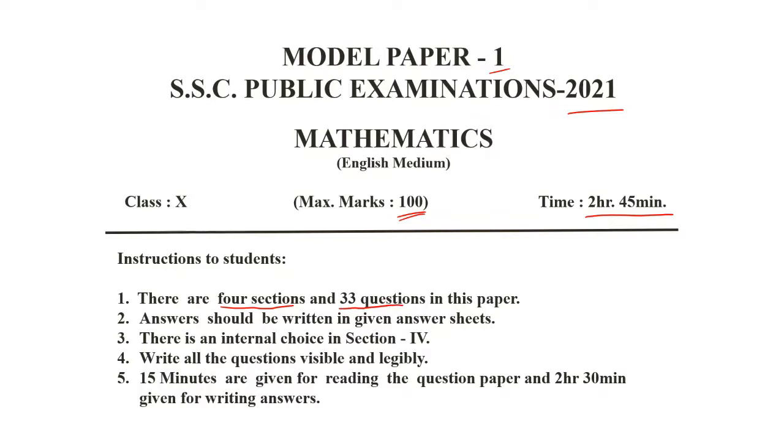Section 4 has got internal choice. It means section 1, 2, 3 have no choice. You have to write all the questions. And 15 minutes is given for reading the question paper and 2 hours 30 minutes for writing the answers.